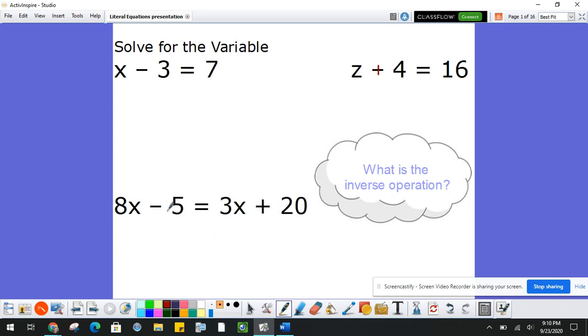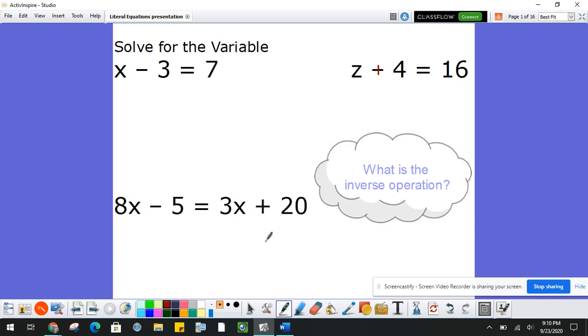This one's a little more complicated. I would need to move this 5 because it's a constant by adding 5 over here. I would need to move this 3x by subtracting 3x to this side. Then I would have to combine like terms and divide by a coefficient. So this one takes multiple steps.